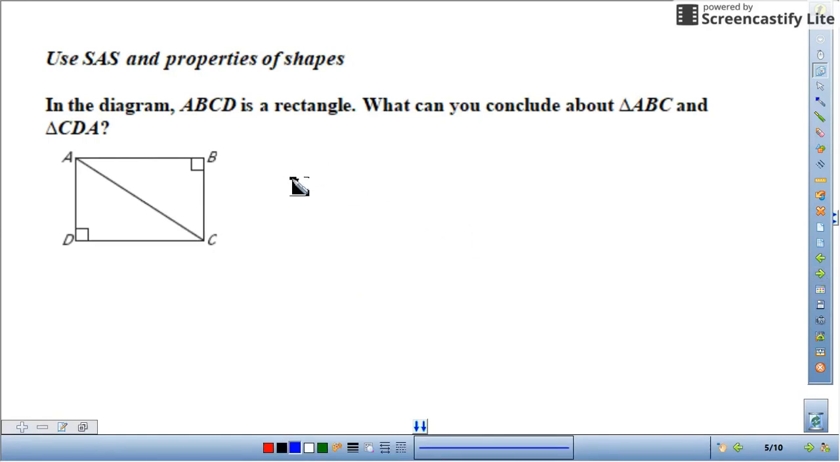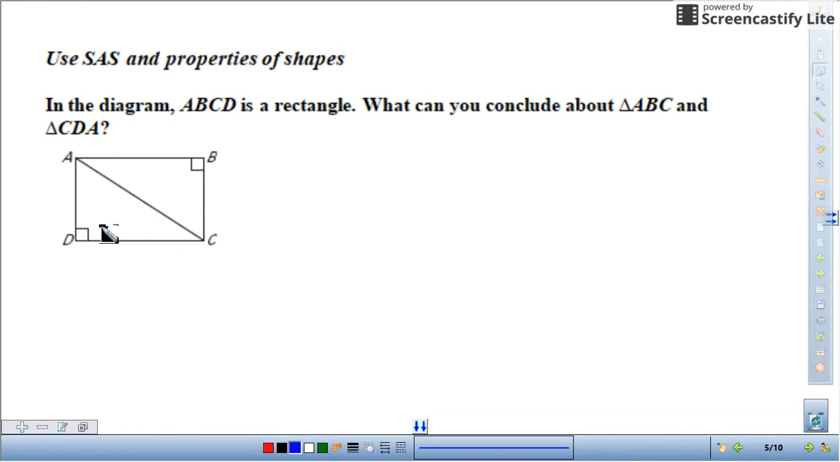Let's go ahead and take a look at some more proofs. We're going to start involving some properties of shapes here. So we see in this diagram ABCD is a rectangle. We want to see what we can conclude about triangle ABC and triangle CDA. So we're looking at ABC right here, and then CDA right here.